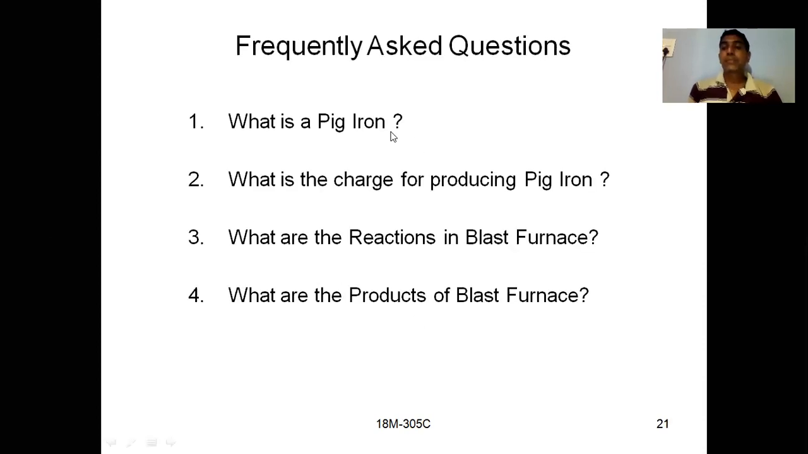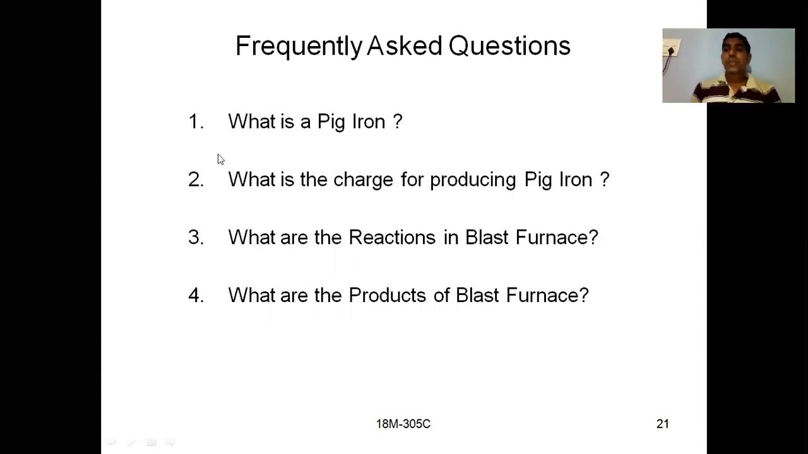What is a pig iron? So how are you going to get this pig iron? Pig iron is obtained from the iron ore by the reduction of iron ore in a blast furnace. This pig iron is having inferior properties, which is not suitable for industrial applications. And what is the charge for producing pig iron? Very, very important question. All these are very, very important questions. Generally, these are the questions that will be asked in the examination.